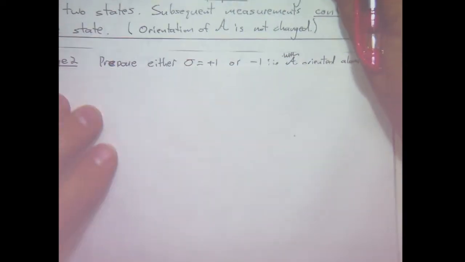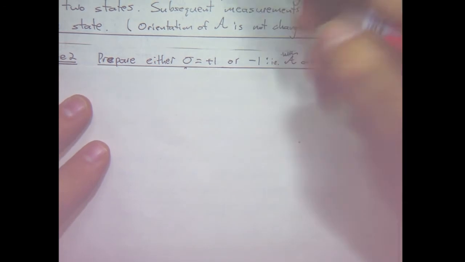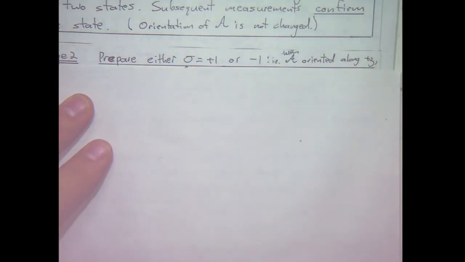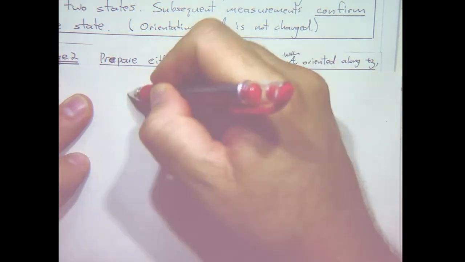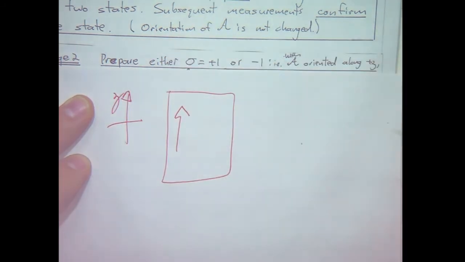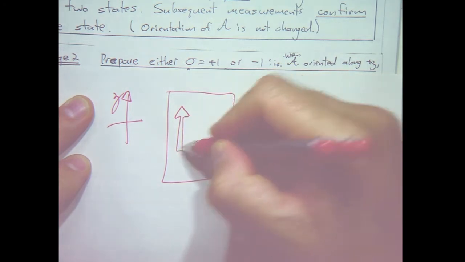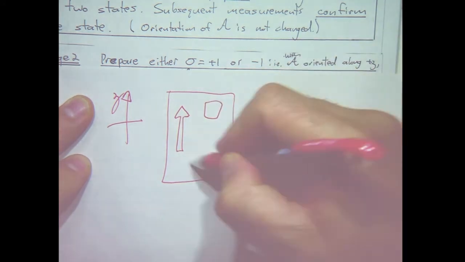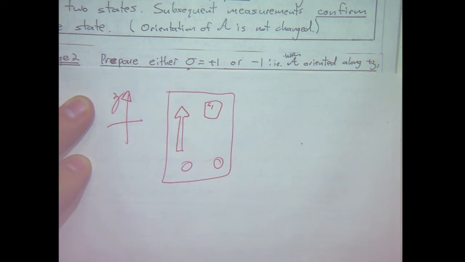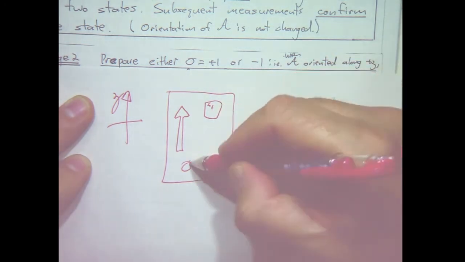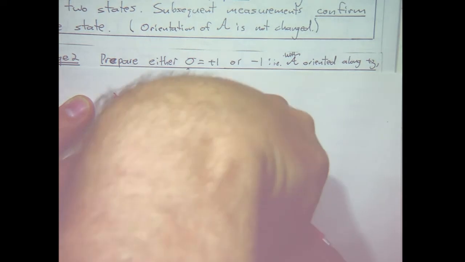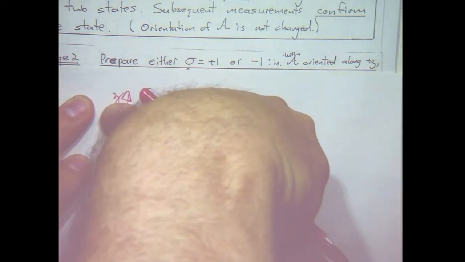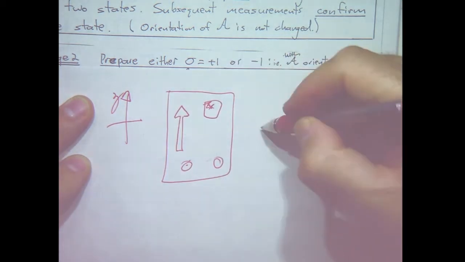Now, what if we prepare, say, a plus one? So now we get our apparatus, line it up, there's the z-axis, and there's the arrow on the apparatus, and we measure a plus one. And then we blank it by pressing that button, and then we turn the apparatus upside down. What will happen then? We should still get the same? So we turn it upside down.